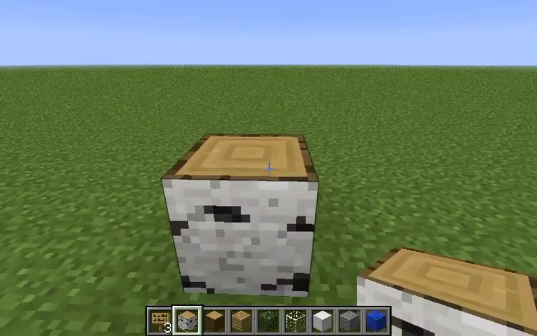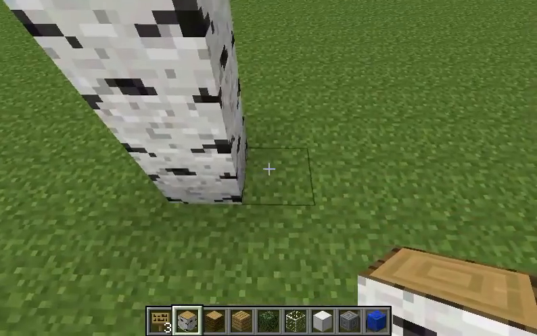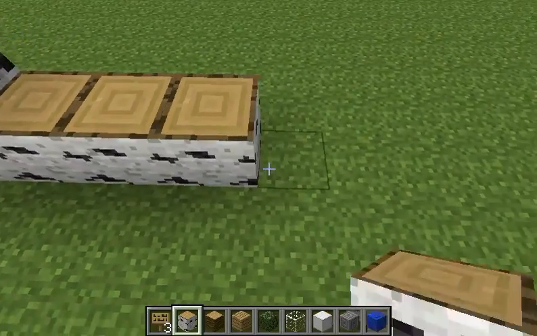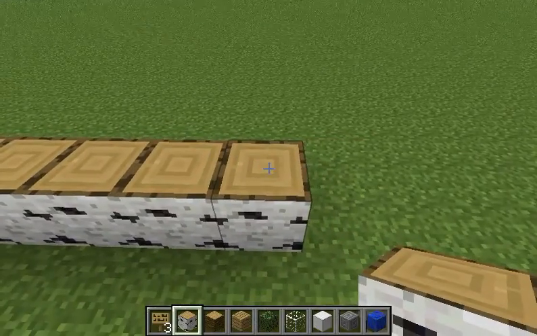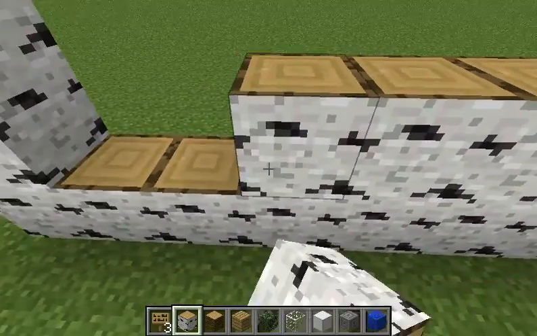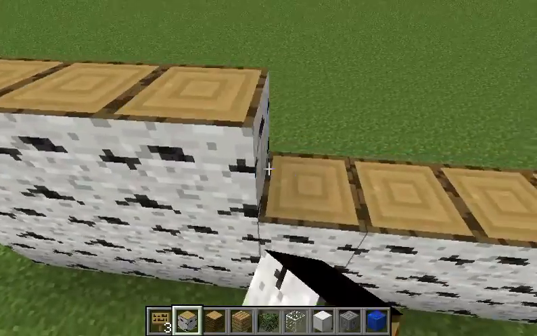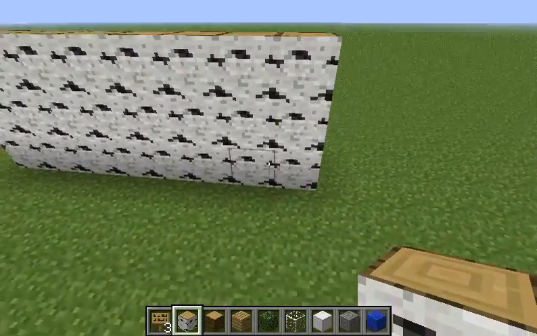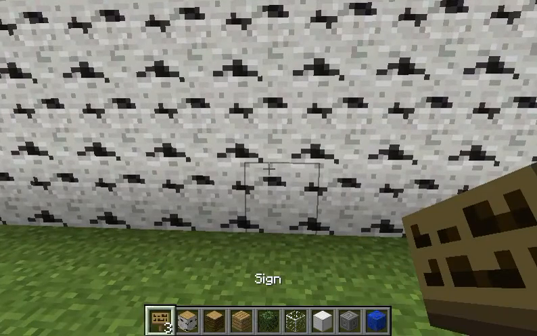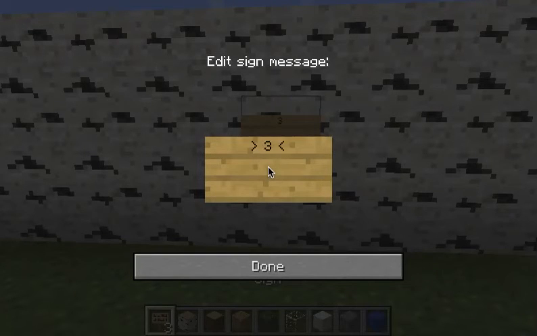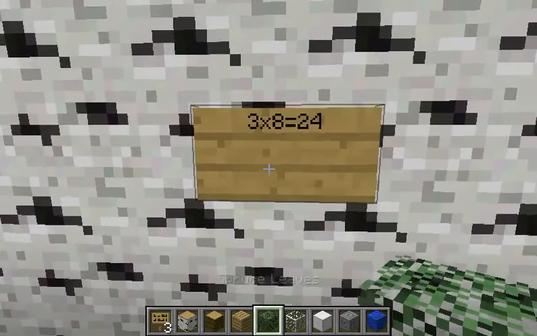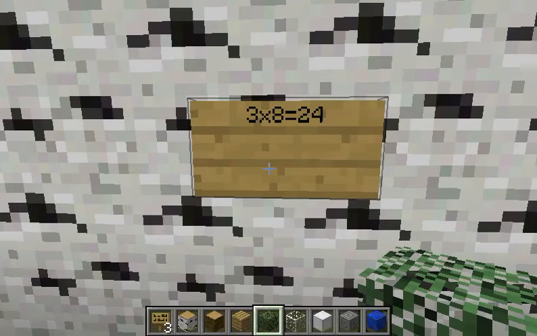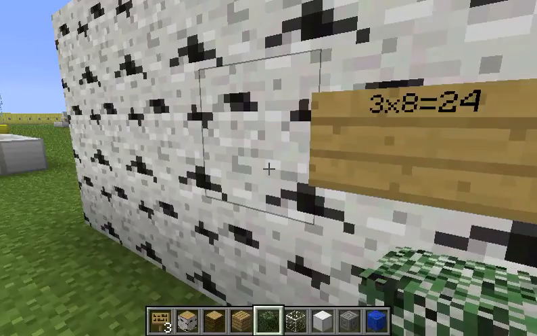So 3 up this way times 8: 2, 3, 4, 5, 6, 7, 8. So our length and width are 3 and 8, and we got a rectangle of 24. So I want to write 3 times 8 equals 24. Next, I'm going to factorize 24. So I have a 3 and I have an 8.